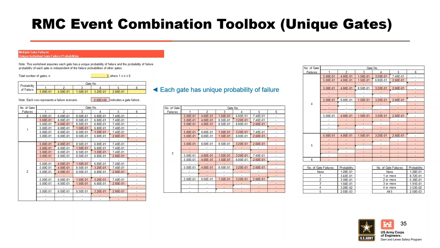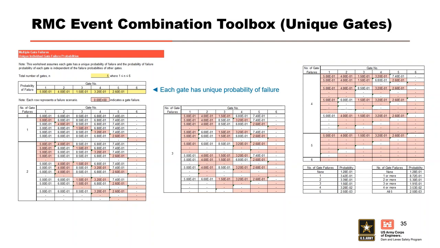In the previous example, each gate had the same probability of failure. However, if each gate has a unique probability of failure, it gets more complicated. Each scenario must be accounted for. The unique gates worksheet in the RMC's event combination toolbox can be used to assess up to 6 gates, each with a different or unique probability of failure. Failure probabilities are highlighted in red, and the unhighlighted values are probabilities of not failing, 1 minus the failure probabilities.